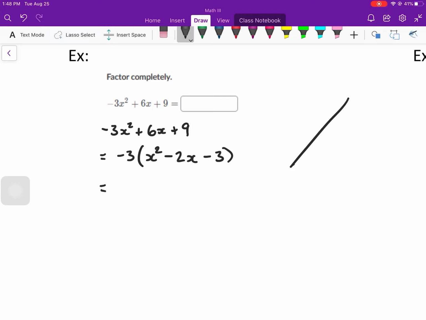Let's go ahead and factor that inner quadratic, the x squared minus 2x minus 3. So what multiplies to negative 3 and adds to negative 2? Negative 3 and 1. So we're going to have negative 3 times x minus 3, x plus 1.